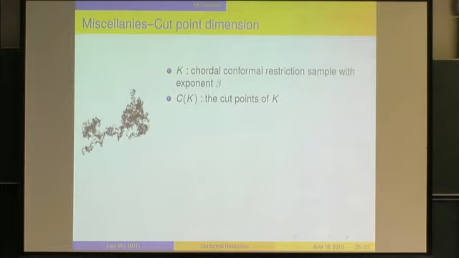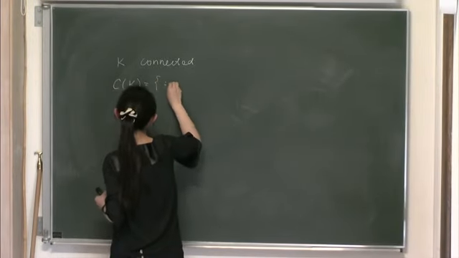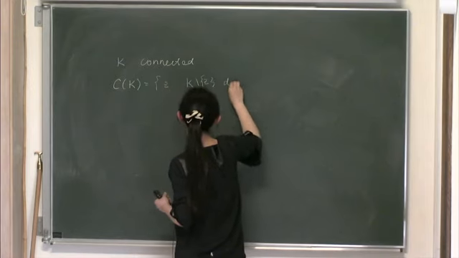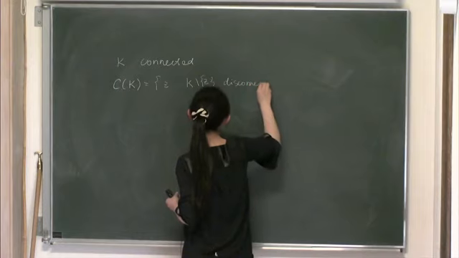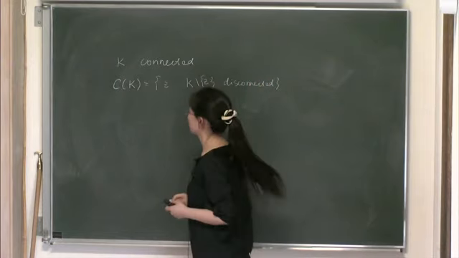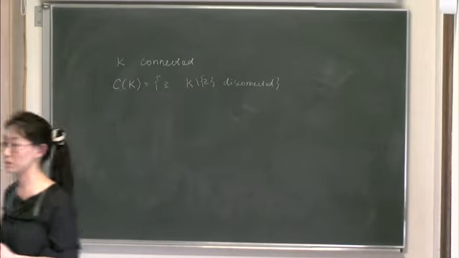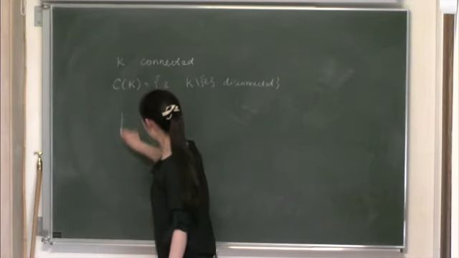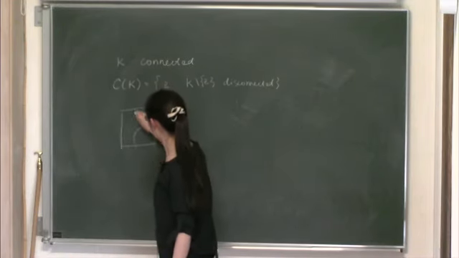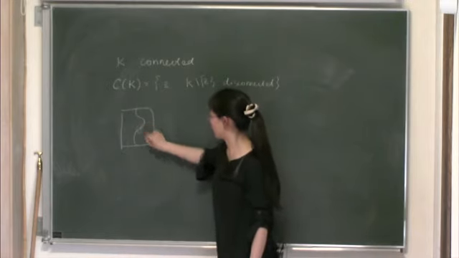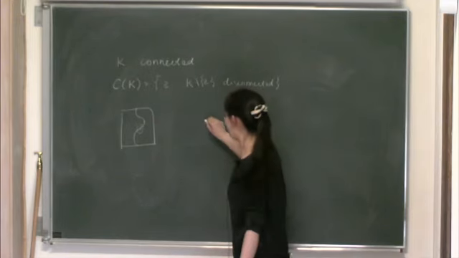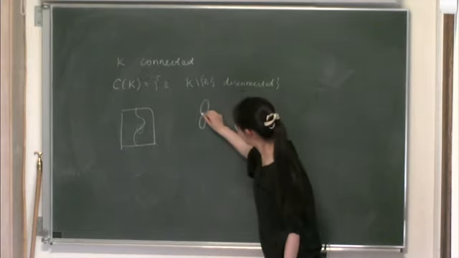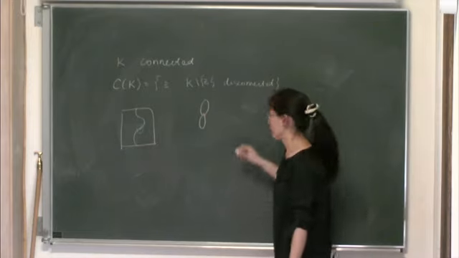The cut point of K is the collection of points such that if I remove this point, then it becomes disconnected. So this is the definition of the cut point of this set. And here are just a few simple examples. Suppose we have a simple curve. Then of course, every point will be a cut point. And if we have a figure 8, then the point here will be a cut point.